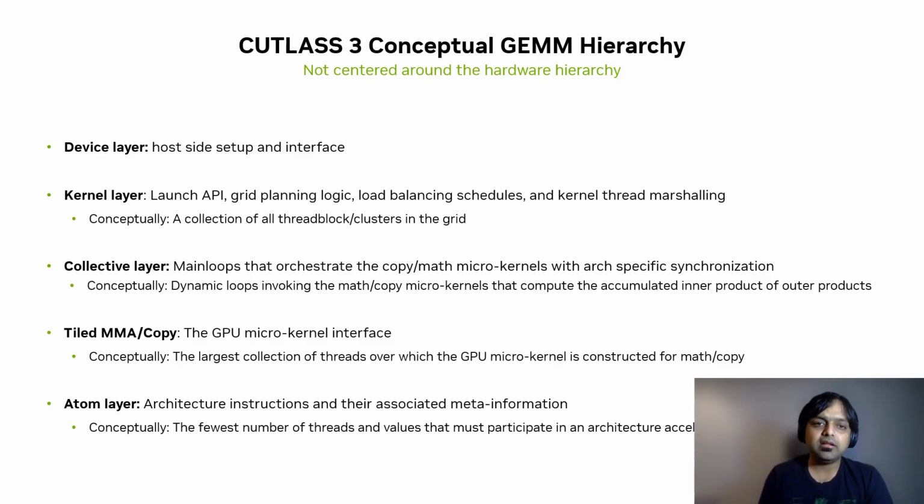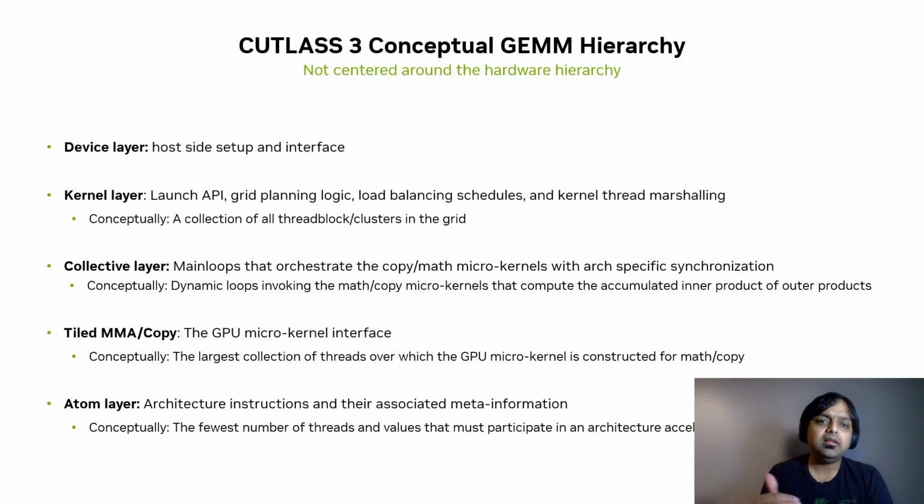Below that is the kernel layer, which embodies all the threads across all the blocks cooperating to perform this gemm or convolution operation. And it is also the place where optimizations like swizzling, stream-k, and some of the outer loop schedule management and thread partitioning needed for specialization happen. It's the composition point for back-to-back gemms as well.